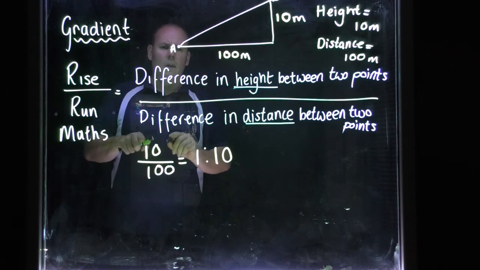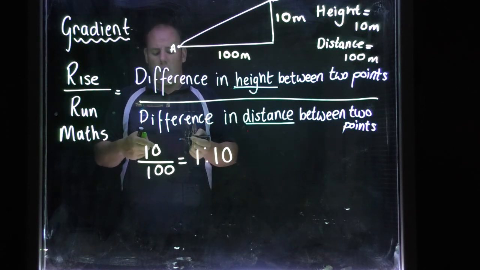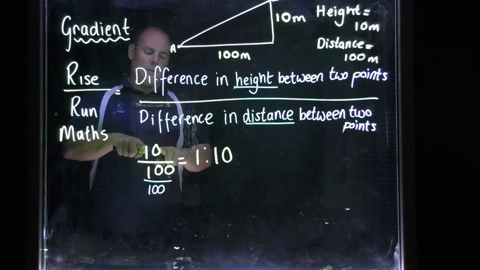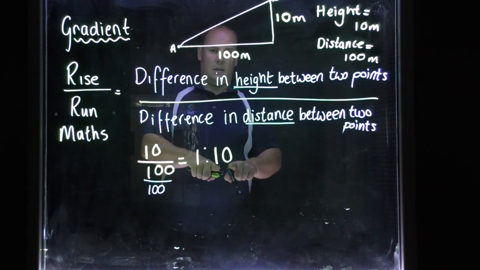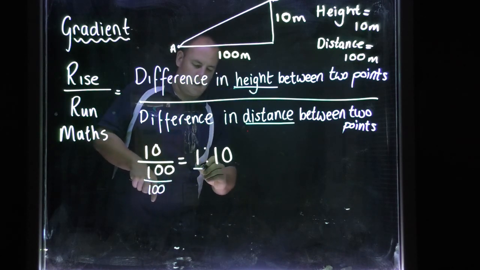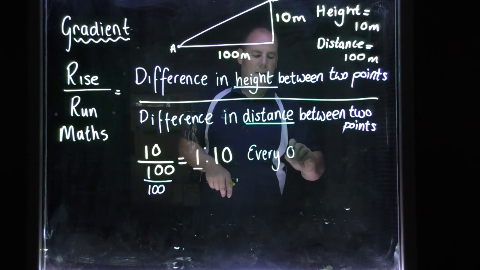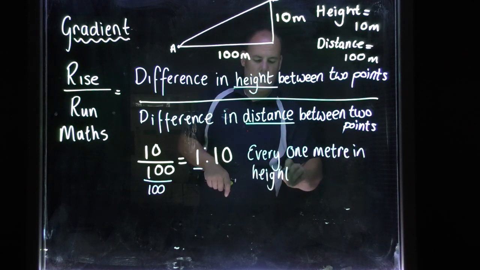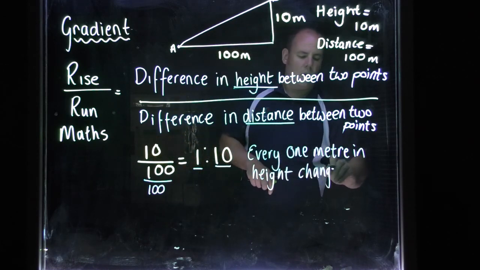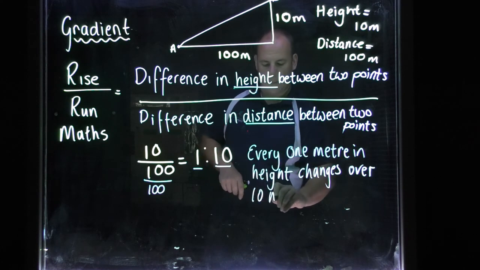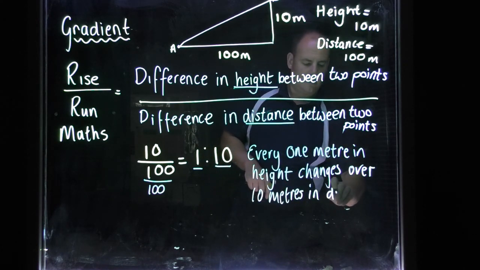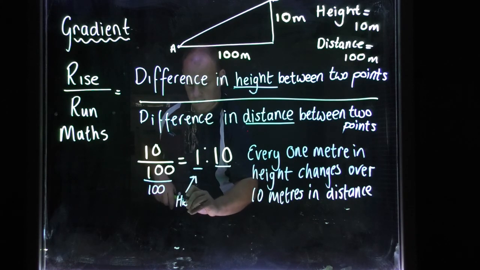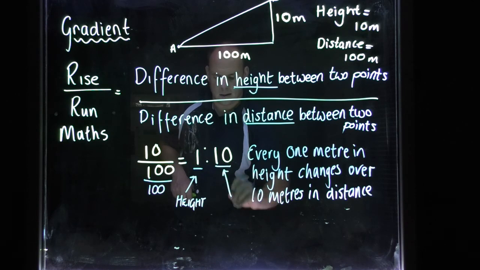Because we're trying to make it into a ratio, this number we always divide by itself to make it into a 1. And then we go 10 divided by 100, which is 10. So what we're saying is that every 1 metre in height changes over 10 metres in distance. So this is our height and this is our distance.